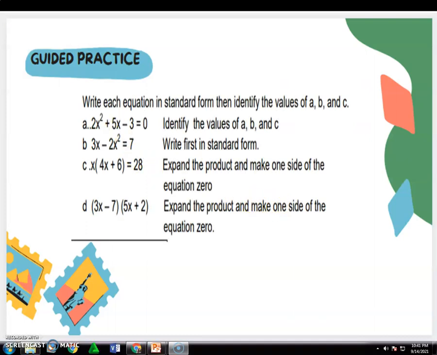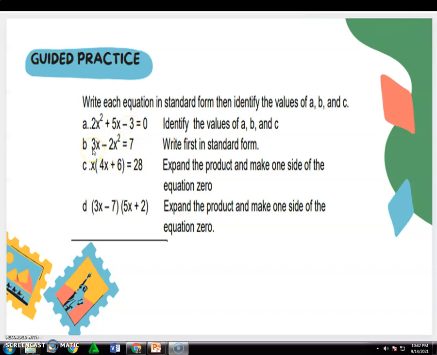Next. Ito. So, let's have these examples. Identify natin ang values ng A, B, and C for letter A. So, dito napakasimple lang naman. So, obviously, naka-standard form na po ito. So, ang value ng A dyan is 2. Value ng B is 5. Value ng C is negative 3.